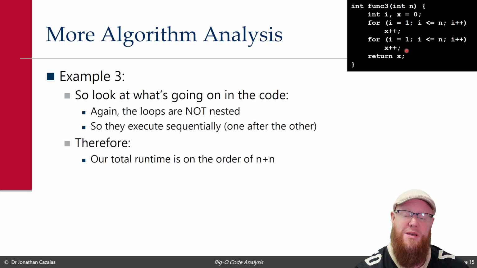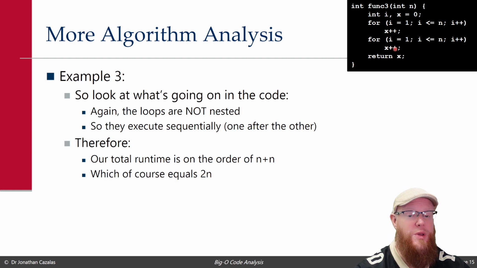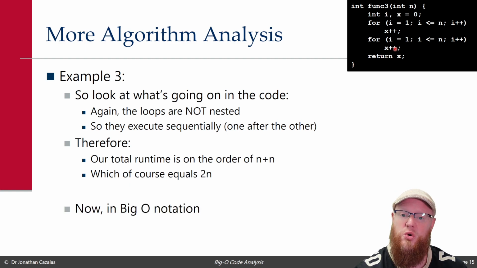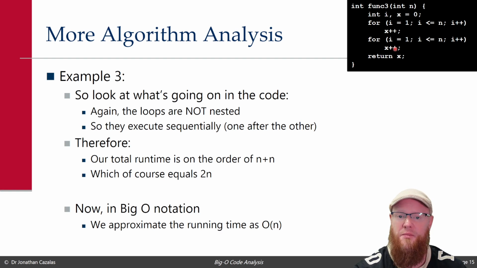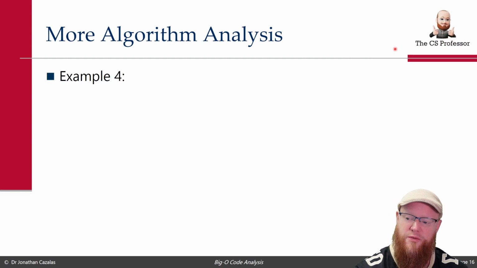So what we do is we simply add together the total number of operations. Our running time will be n operations for the first for loop, n operations for the second for loop. So we get 2n, n plus n is 2n, and of course O of 2n is simply O of n because we get rid of that coefficient.